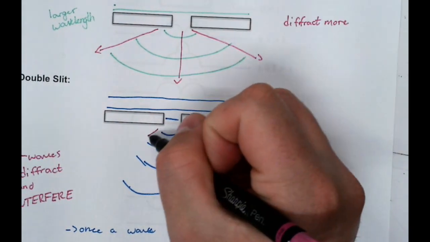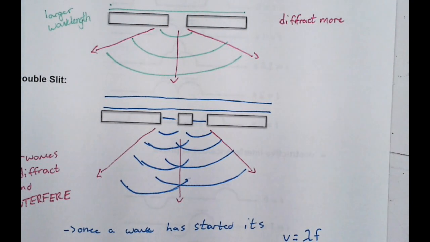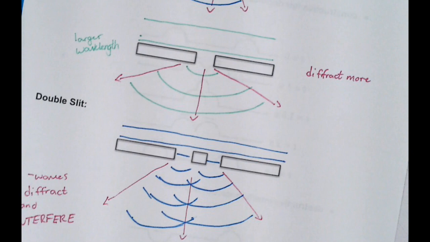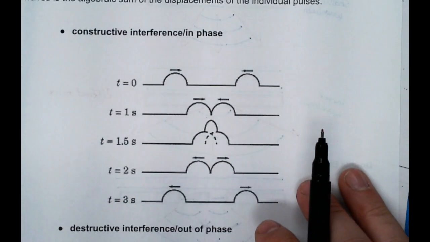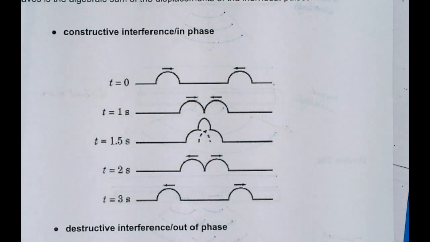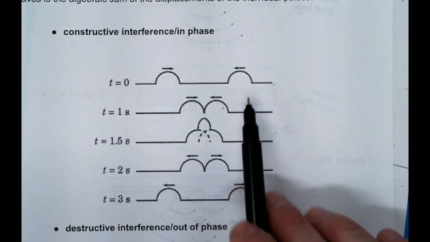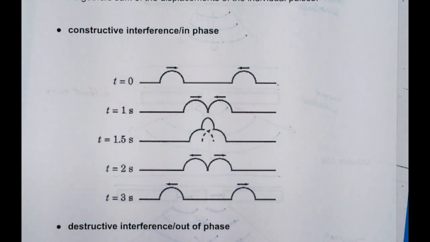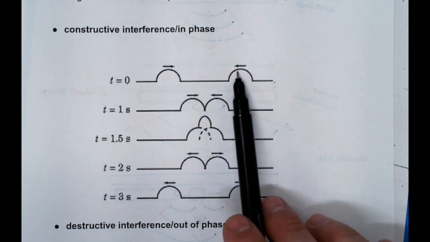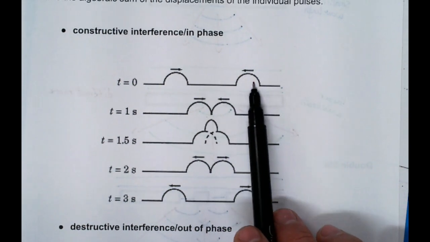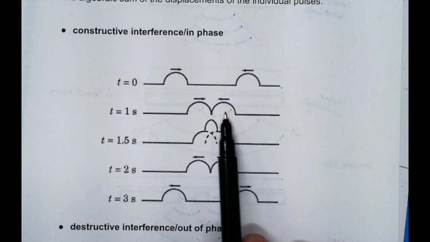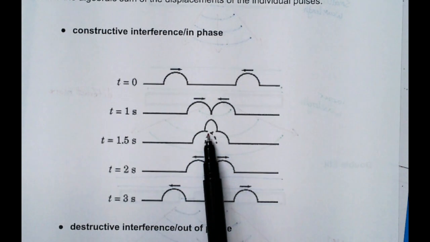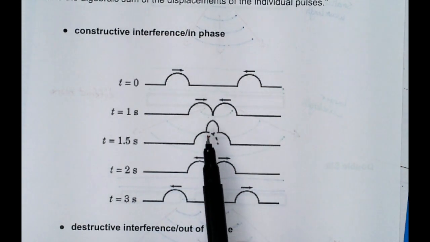Your constructive interference means that they're in phase. If you have two waves that have the same, let's say crest in this case, when they overlap, they're actually going to add together and make an even bigger wave. They're going to superimpose on each other, or superposition on each other. As they pass through, they work together. When they work against each other, you're going to have destructive interference.